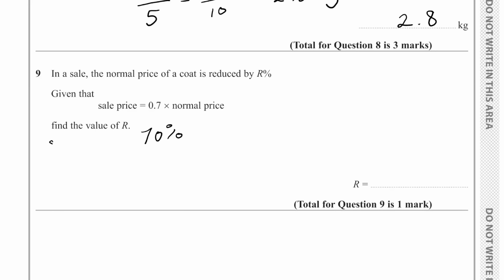So they're saying the sale price is equal to 70% of the normal price. So if the sale price is 70% of the normal price, how much does it come down? So it's come from 100% to 70%. It's a 30% reduction. So if we've got 70% left, we must have taken off 30%.